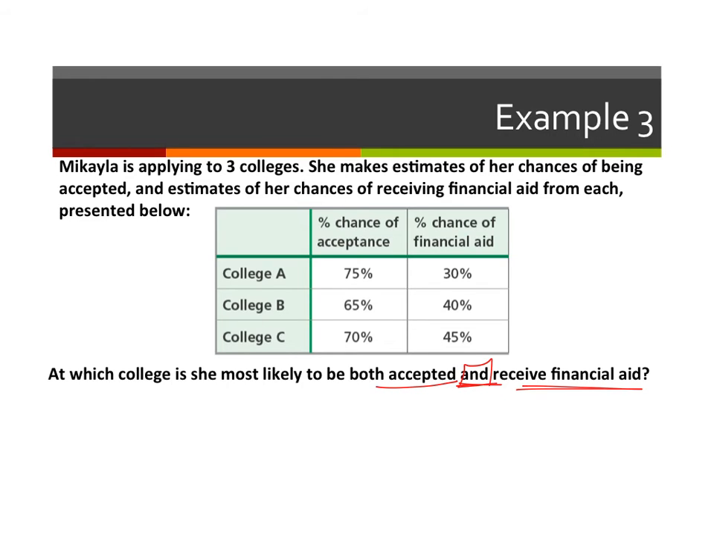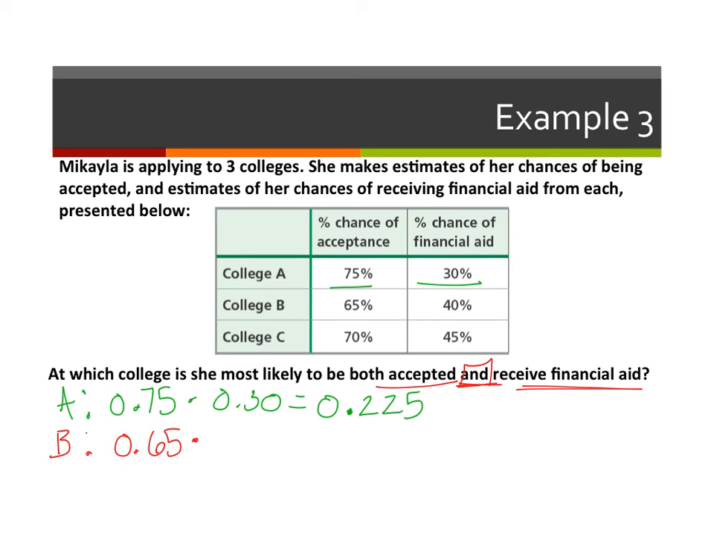So if we look at college A, 75% chance of being accepted, 30% chance of financial aid. So 0.75 times 0.30, which gives us a 0.225 chance of both getting accepted and getting financial aid. College B, we're going to do 0.65, which represents the 65% chance of her being accepted, times 0.40, which represents the 40% chance of her receiving financial aid, which is a total of 0.260.